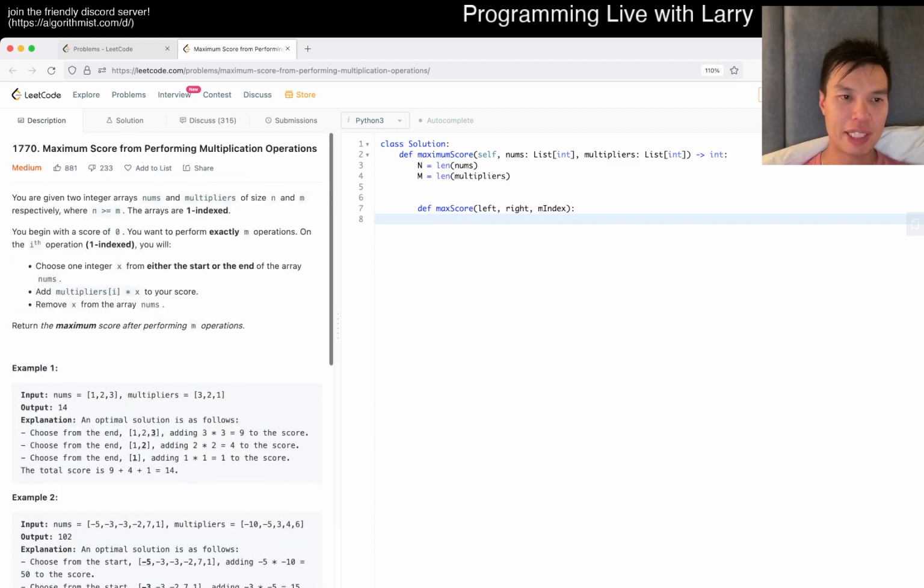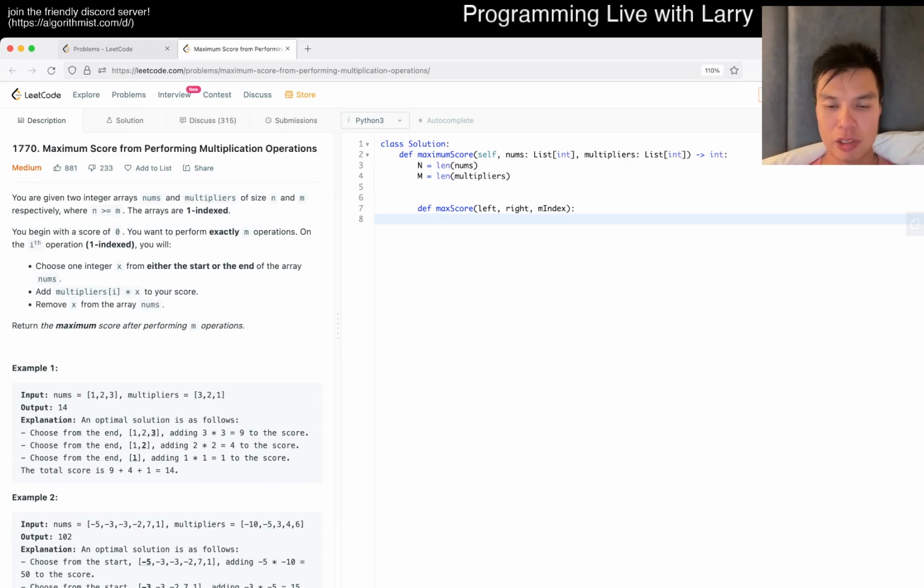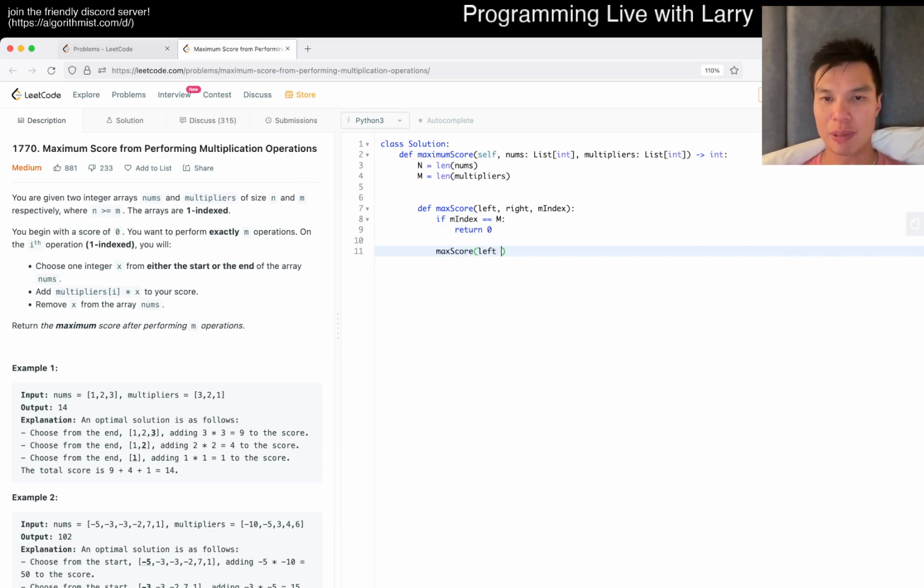So basically, we take the beginning and the end, right? If m index is equal to m, then we return 0. We ran out of m's. Otherwise, we have two max scores we can do. We have left plus 1 and right, and we don't have to worry about checking for stuff because it won't go over, right? That's the idea. And this is the other one.